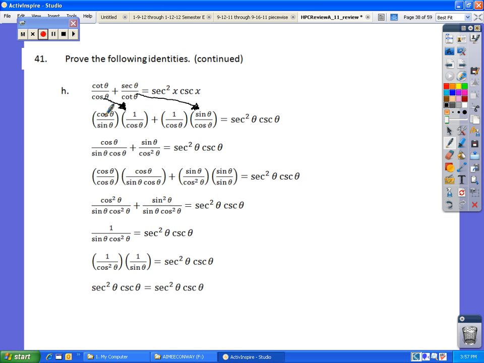Now I'm going to multiply, so cosine times 1 is cosine, sine times cosine is sine cosine. Do the same thing here, 1 times sine is sine, cosine times cosine is cosine squared.